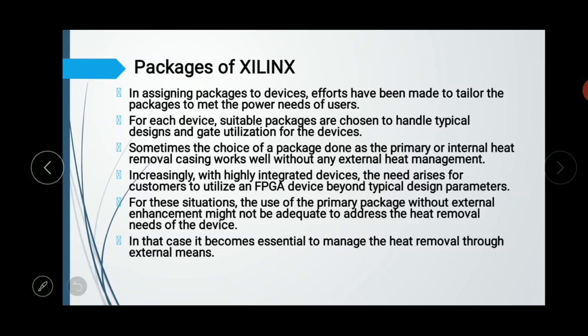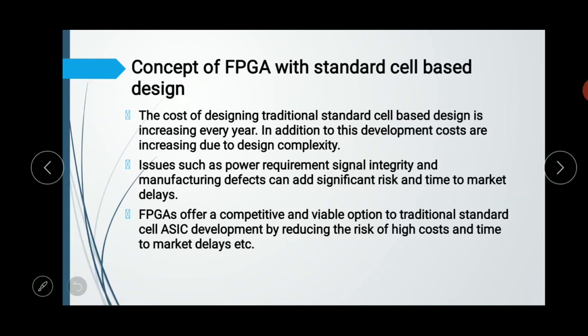Next, concept of FPGA with standard cell based design. The cost of designing traditional standard cell based design is increasing every year. The standard cell based design is also known as ASIC, meaning application specific integrated circuit, ASIC designs.